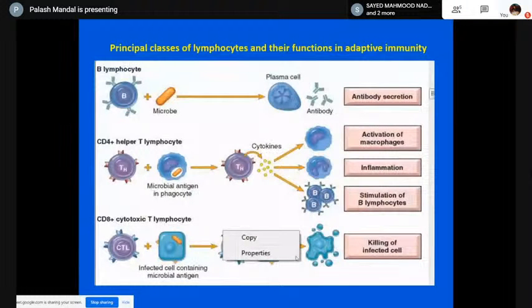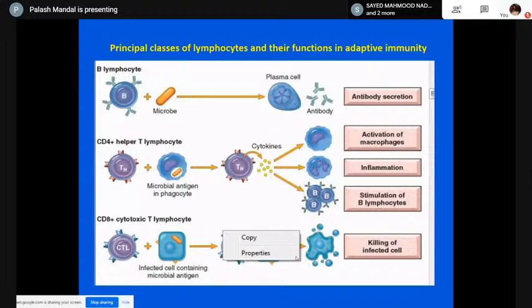The last one is cytotoxic T lymphocytes. The cytotoxic T lymphocytes do not need any presentation; they can act directly on the infected cell which contains a microbial antigen. They can directly attack and lyse it, and that is why they are called cytotoxic. They can directly kill a particular infected cell. Suppose a virus has infected an epithelial cell and the epithelial cell is full of virus. The cytotoxic T lymphocyte will go and attack the epithelial cell, so it is destroyed, and along with it the virus will also be destroyed. So that is the aim.